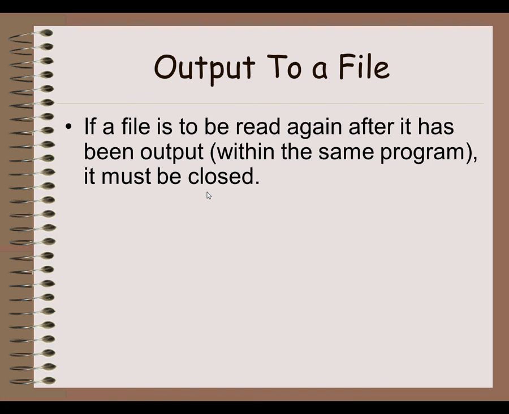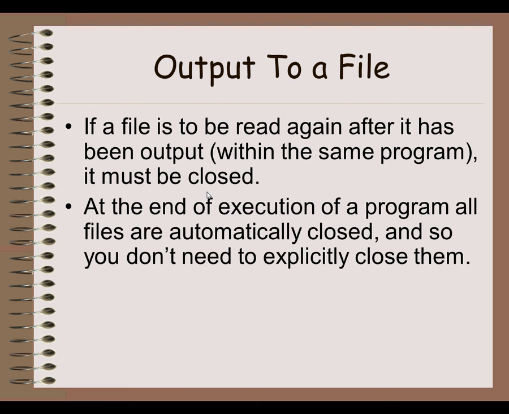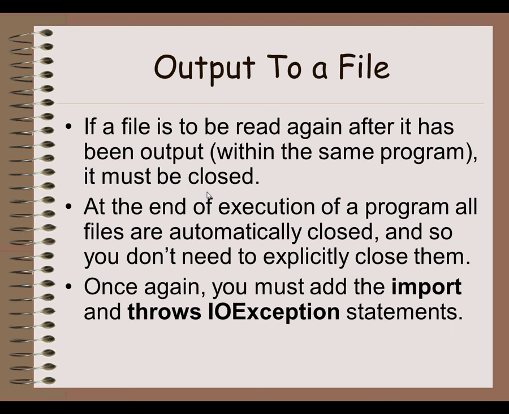If I want to make sure I'm opening that file again at a later point in time, I have to make sure I close the file so that I can put that null string at the end of it before I actually end my program itself. Otherwise, the file won't be stored properly and I will not be able to access it properly. At the end of execution of a program, all files are automatically closed. So if I don't need to use that file again within the program itself, I don't have to close it, although it is still good practice to do so. And once again, when you're going to try to output to a file, you have to have the import statements and the throws IOException statements that we saw earlier.